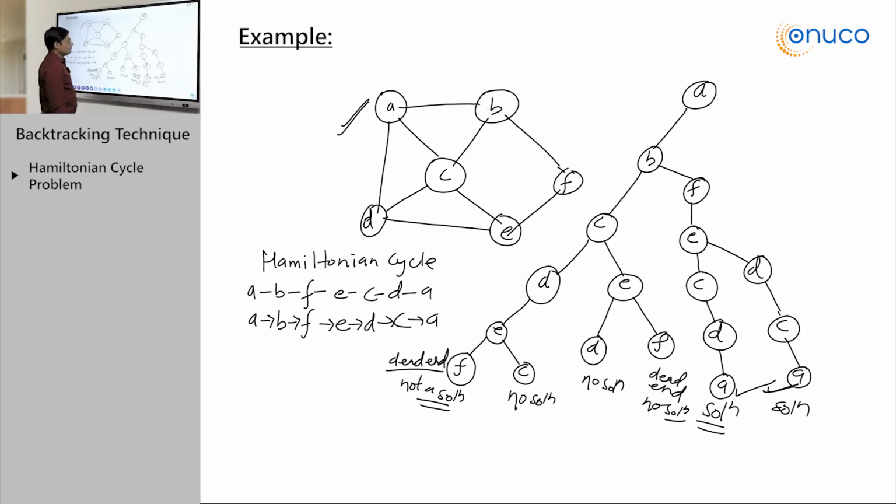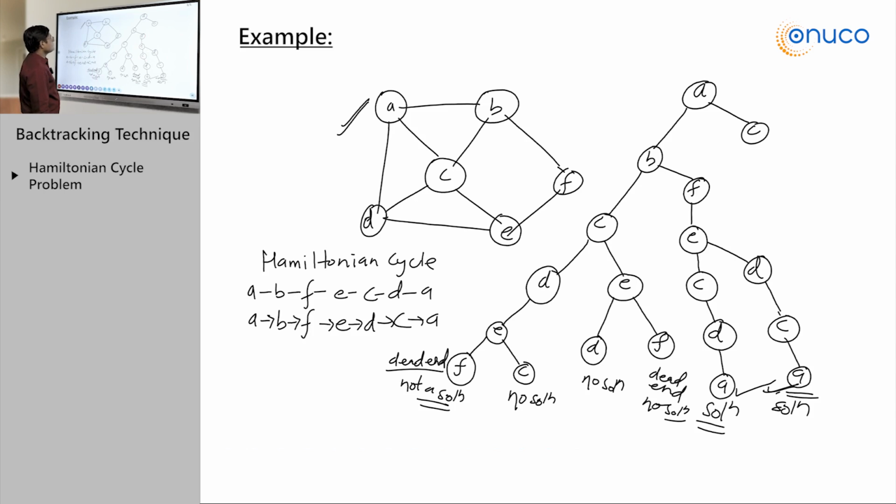Alright. Now, can we backtrack? Yes. We backtrack to F. Do you have any other path? No. From B, do you have another path? No. From A, do you have another path? Yes. What is that? We can traverse from A to C.